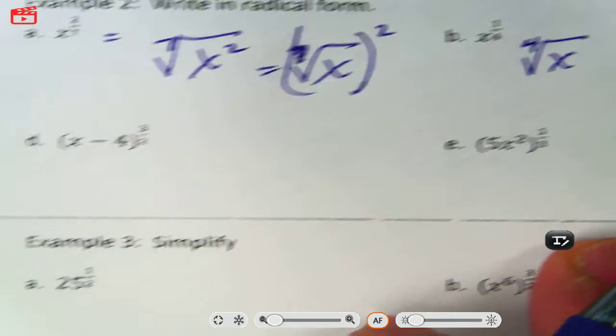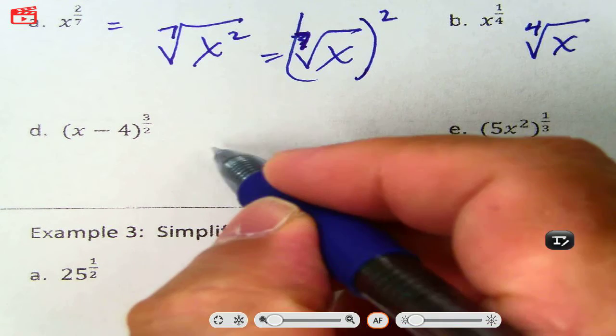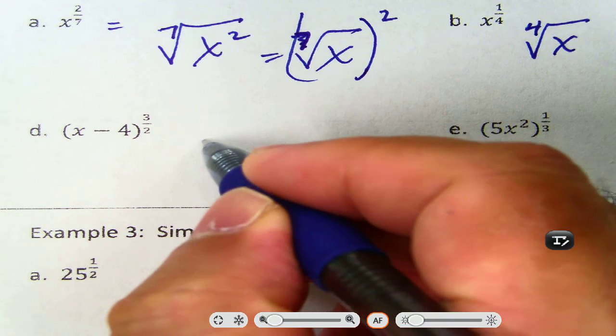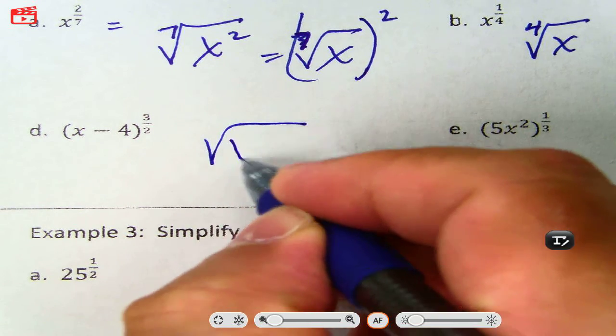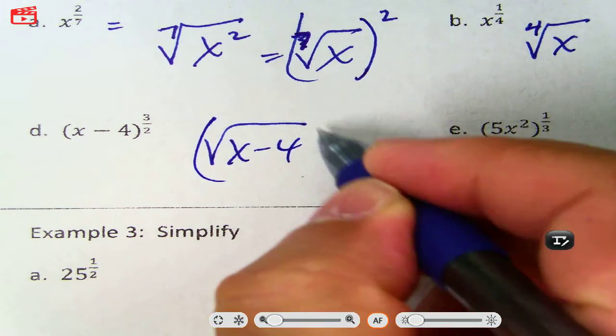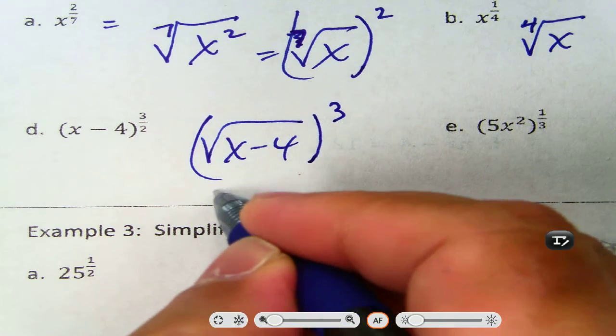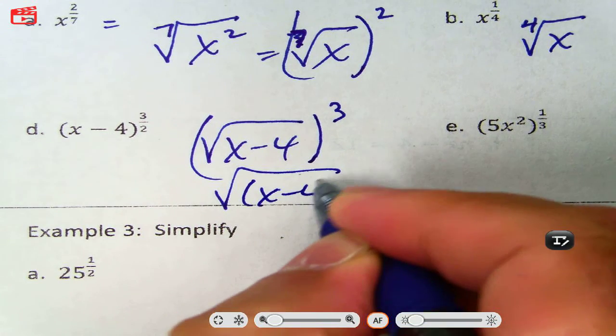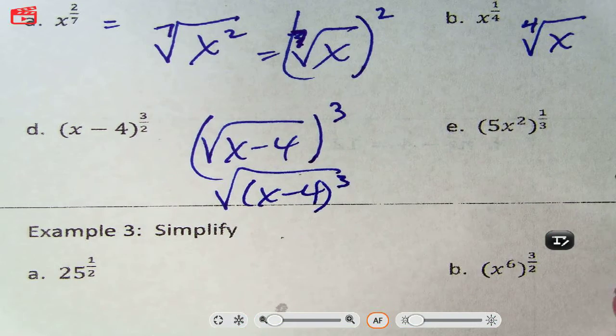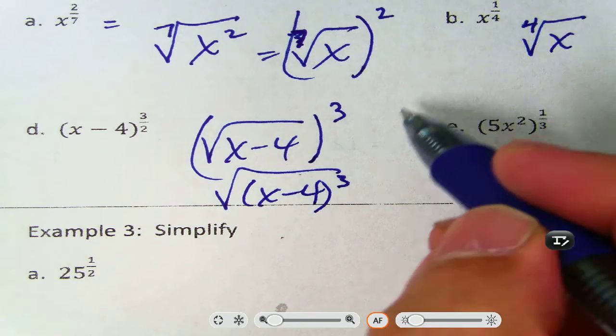Then D, 3/2. So it'll be square root of x minus 4, and you could do the cube on the outside. So that's one way to write it. Another way to write it is square root, put the parentheses on the inside, and raise it to the third power. So that's it. Either answer is acceptable.